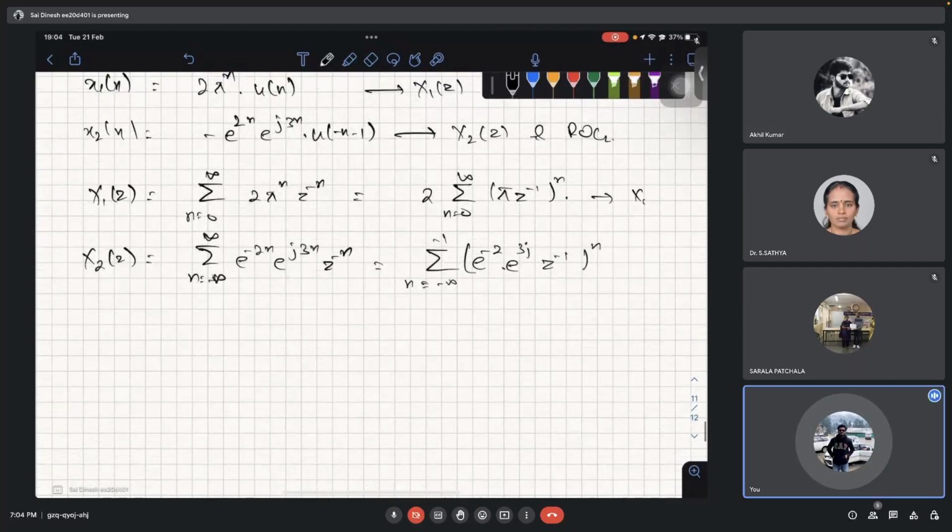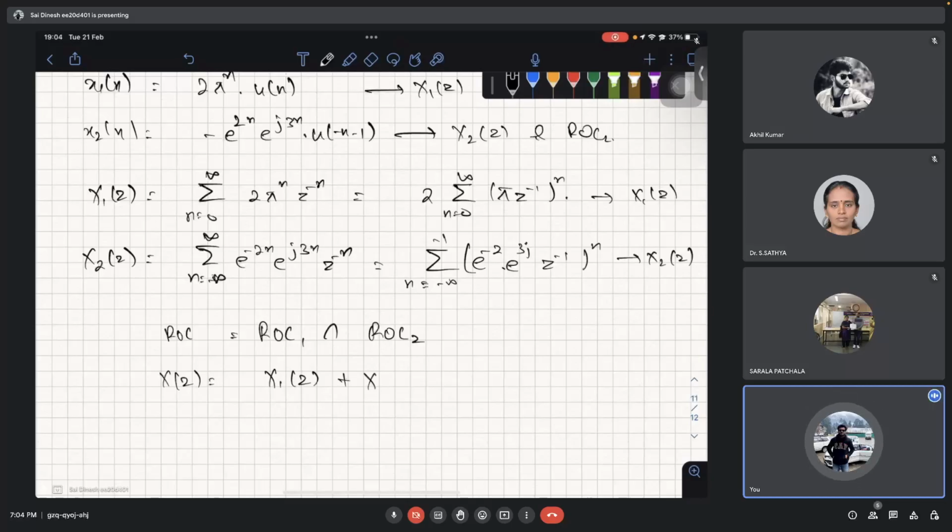Here upon solving we get x1 of z and x2 of z, and then for the values for which they converge we get the ROC1 and ROC2, and the final ROC is the intersection of ROC1 and ROC2, and the final x of z is x1 of z plus x2 of z. This is the 8th question. Any doubts in 8th question?